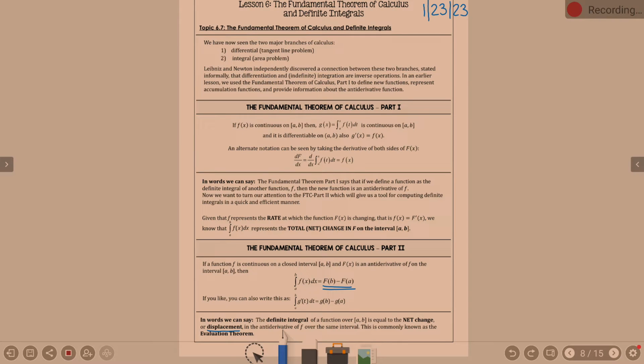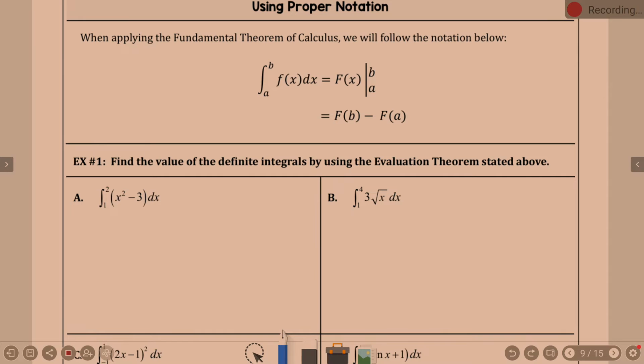Okay. Let's talk about how to use Fundamental Theorem of Calculus Part 2 here. So, when applying the fundamental theorem, we will follow this notation where basically what we're going to do is find the antiderivative, and we're going to use an evaluation line and put our limits there before plugging it in. So that's just official notation. I'll use that as we go here.